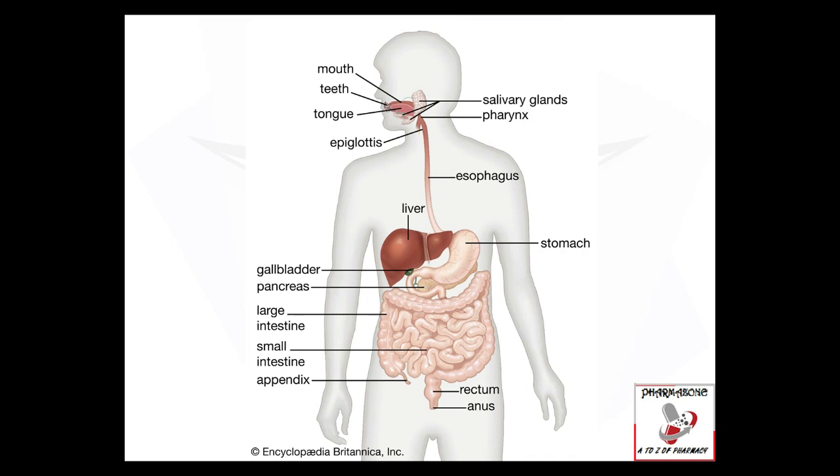As I said, it's basically a tube from mouth to anus. It consists of all these parts, which are the teeth, mouth, tongue, salivary glands, pharynx, epiglottis, esophagus, stomach, liver, gallbladder, pancreas. Then the stomach is extended to the large intestine, small intestine, appendix, rectum and anus.